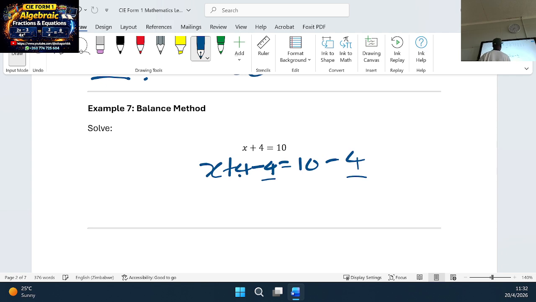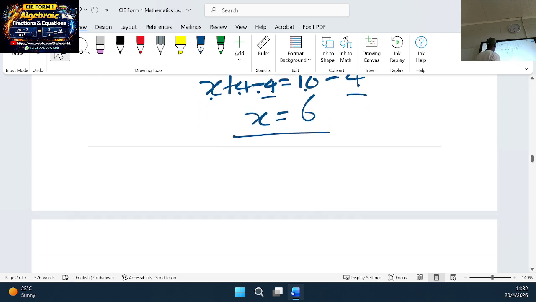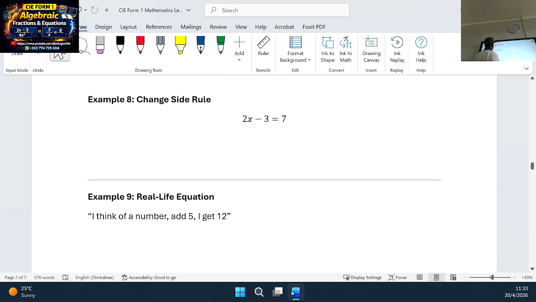So when I say 4 minus 4, that part gives me a 0. So I end up with x plus 0, that's x. The other side is 10 minus 4, giving me 6. So the value of x, which satisfies that equation, is x equal to 6.